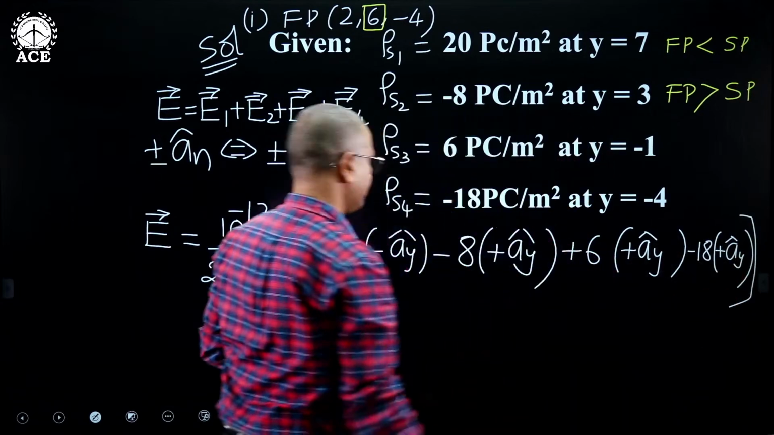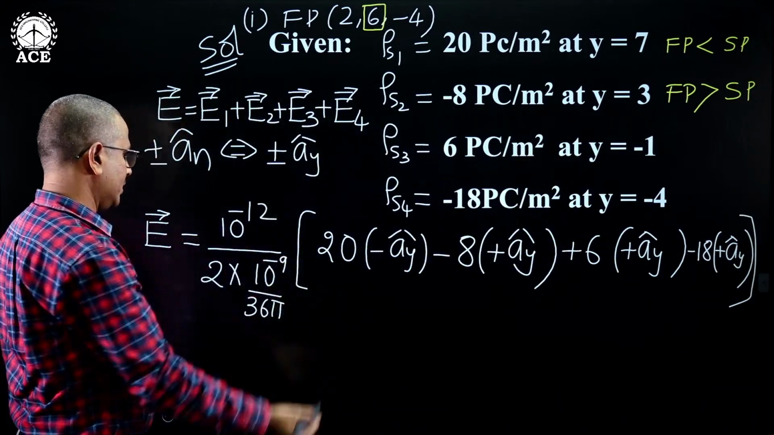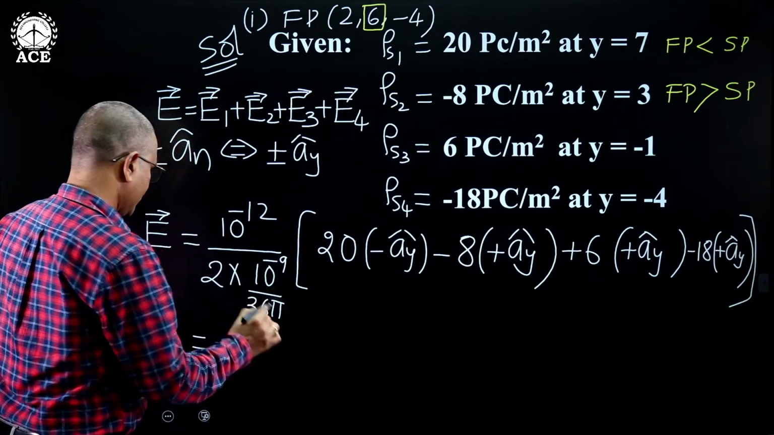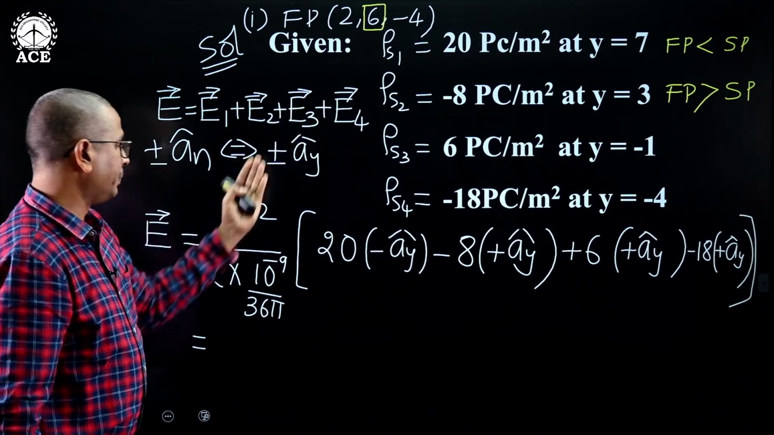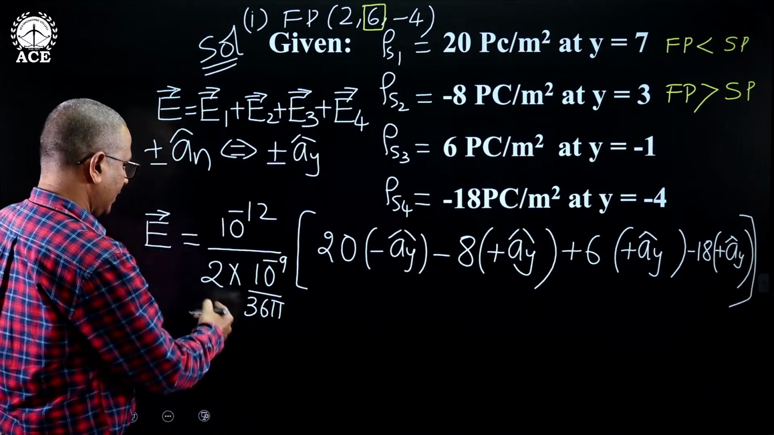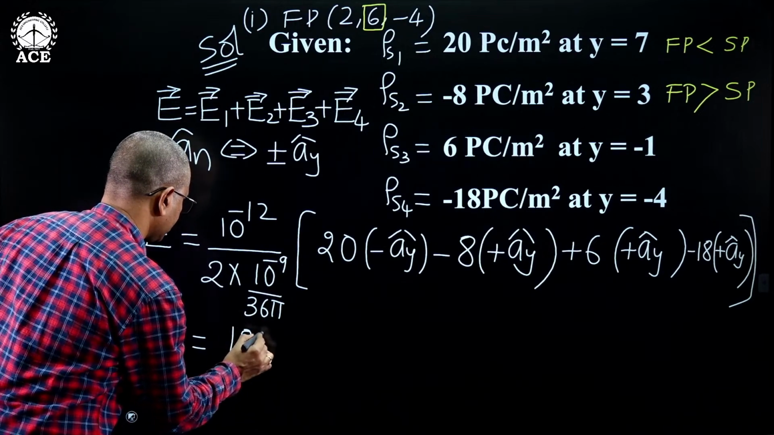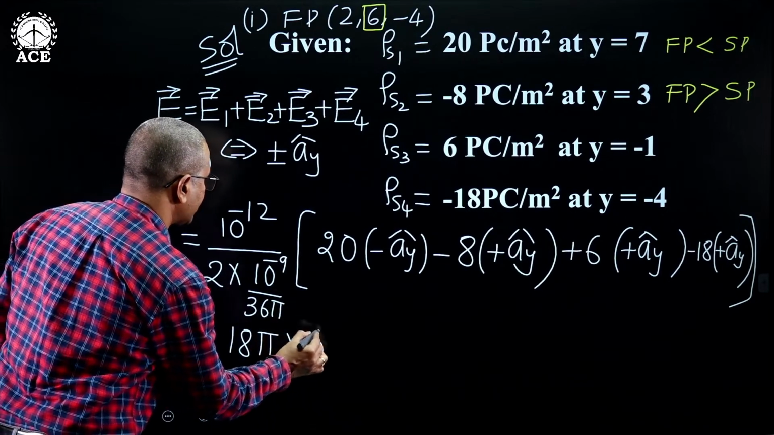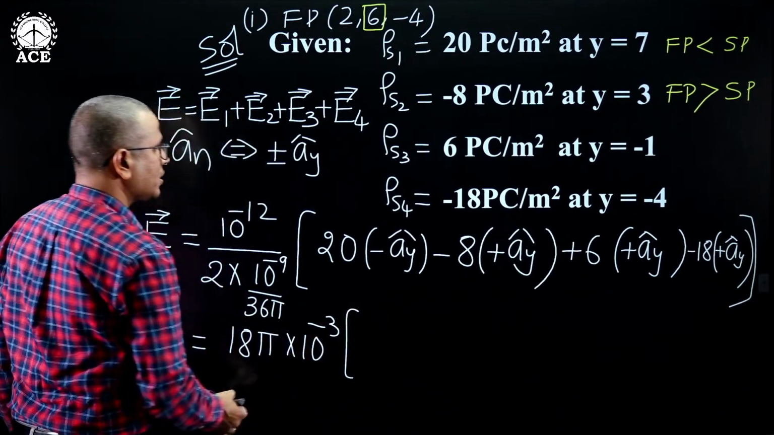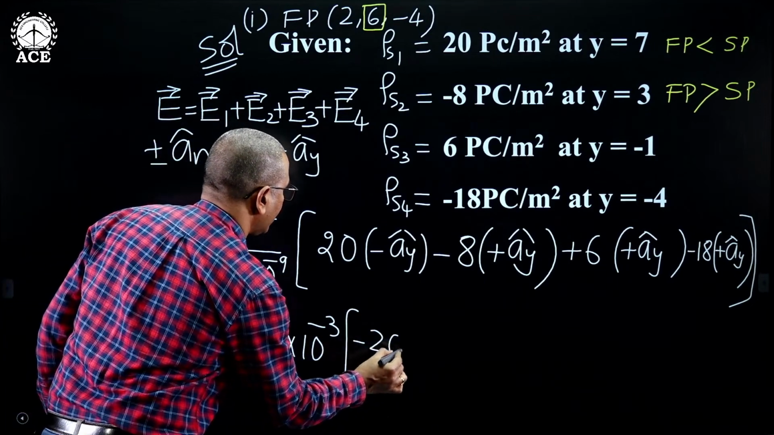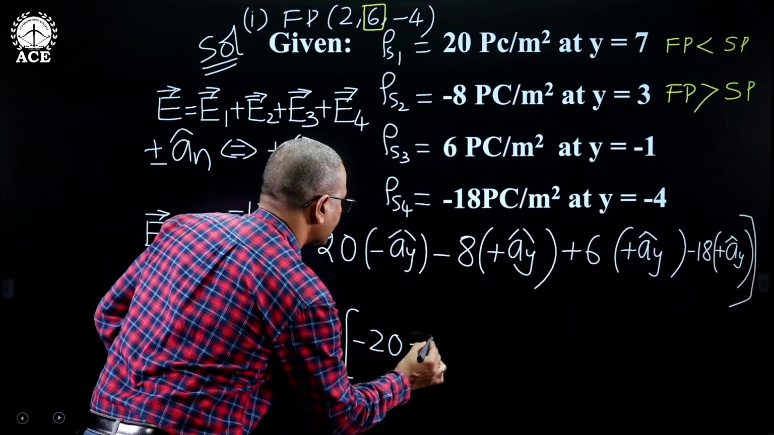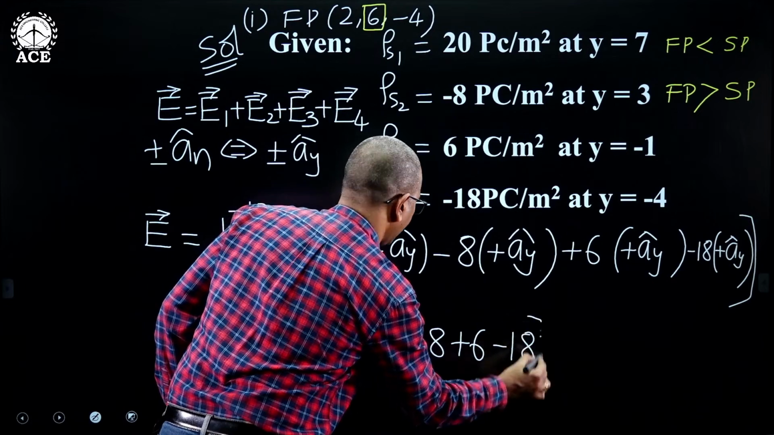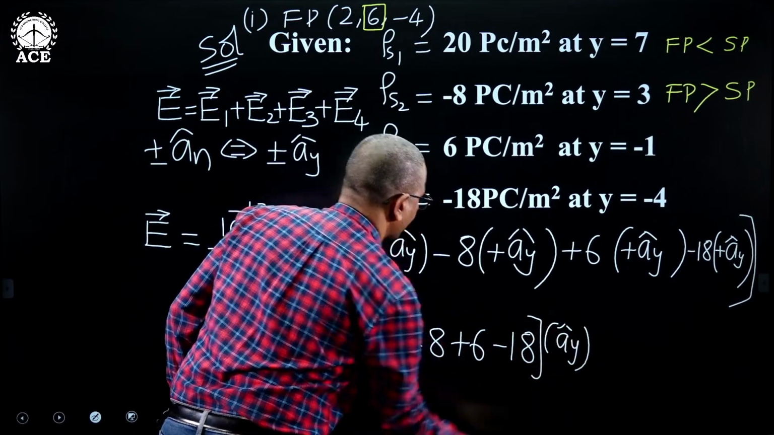Close the bracket, then you simplify. AY cap, you can bring it out. What is this? 10 power minus 12, 10 power minus 9. How much is it? 10 power minus 12, because of pico we got this. 10 power minus 3. This will be 18 pi. Yes, students, it is 18 pi. What we have? 10 to the power of minus 3. And I am writing here minus 20. And this is minus 8 plus 6 minus 18 multiplied with AY cap, dear students.